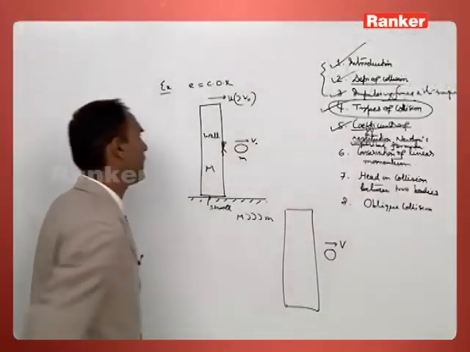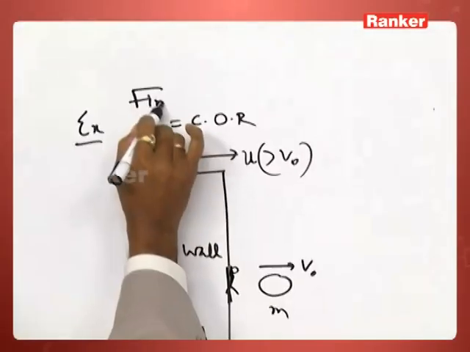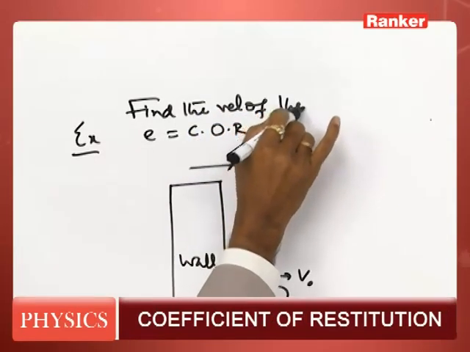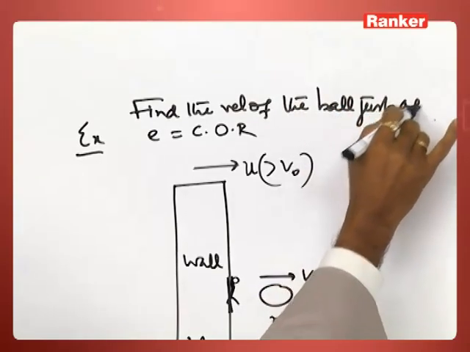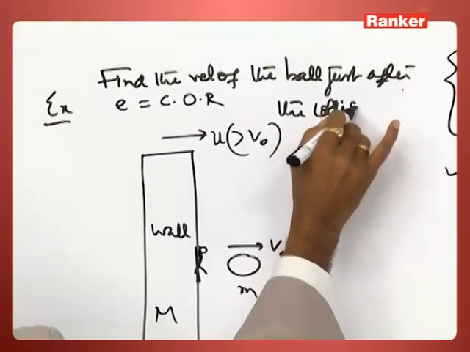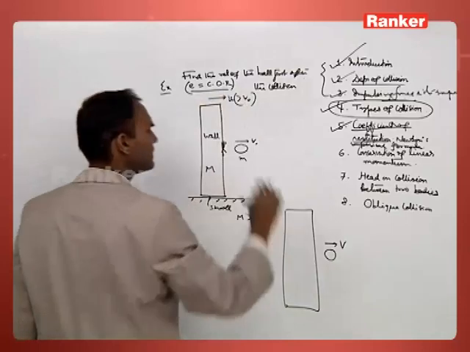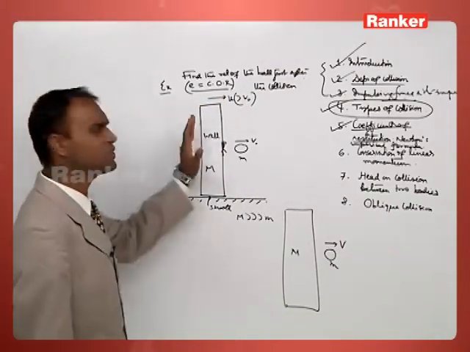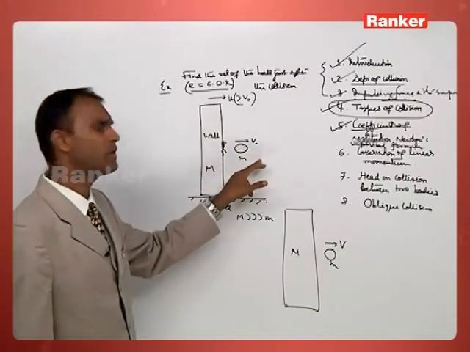Just after the collision, let the ball move with velocity v, and we have to calculate that. Find the velocity of the ball just after the collision, assuming the coefficient of restitution is e. It's a qualitative problem. Either you push it with a constant velocity, or you assume that its mass is very large compared to the mass of the ball.